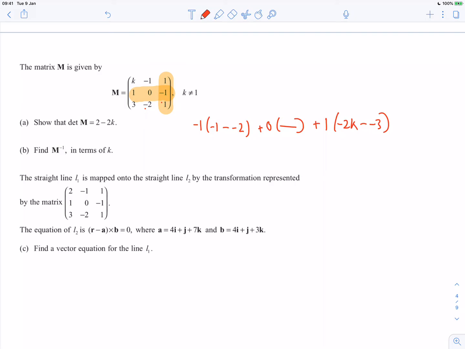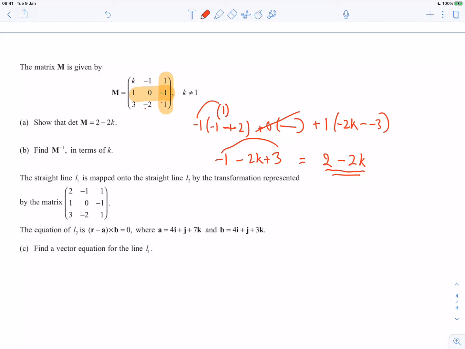Okay, well there's not a lot to do here except just expand them out. So -1 minus -2 becomes that +2. -1 plus 2 is just +1. -1 times 1 is -1. That term's gone. And then I'm going to have 1 lots of -2k minus -3, which is +3. Well, that's pretty easy to sort out because -1 plus 3 is 2. And then I've just got a -2k. So yes, the determinant is 2 minus 2k.